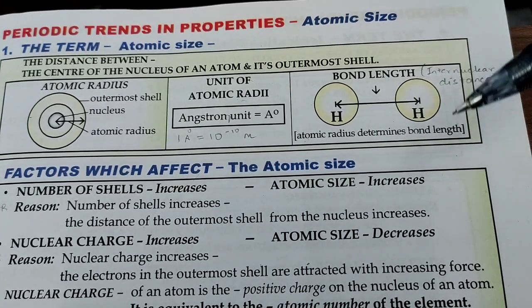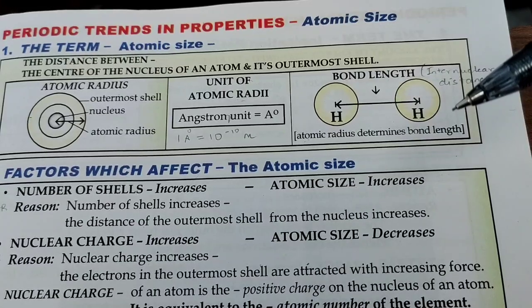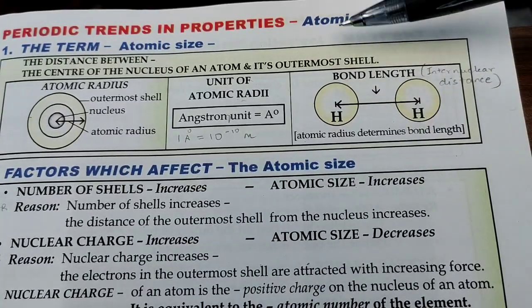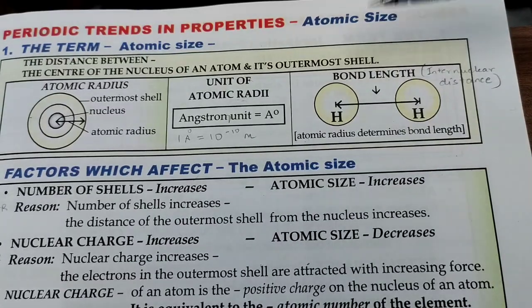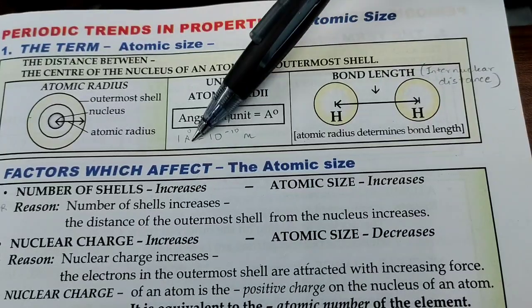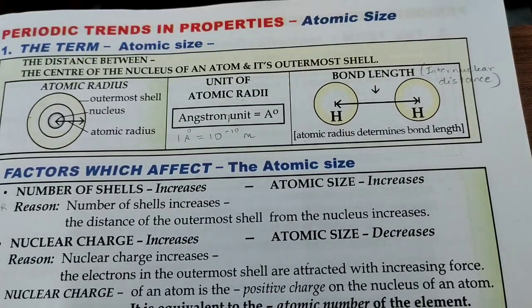Chemistry Chapter 1, Periodic Table, Part 2, the periodic trends and properties. The first property we are going to study is atomic size. Definitions have already been marked earlier. It is measured in angstrom. 1 angstrom is equal to 10 raised to minus 10 meters.